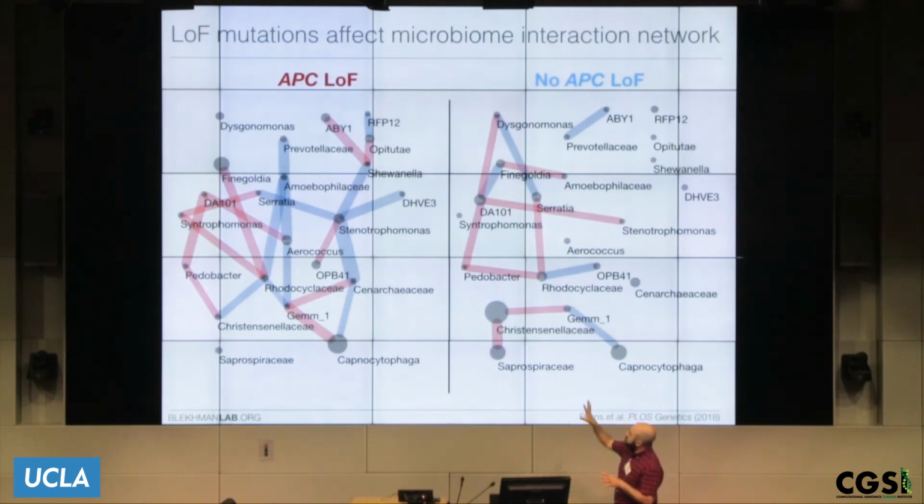What you can see here is, on the left-hand side, the network for tumors that have an APC loss of function mutation versus all the other tumors on the right-hand side. The nodes are in exactly the same positions, but the links are the correlations we found based on the mutations in the APC in those tumors. So an APC mutation causes a very big change in the microbiome and in the correlation between the individual microbes. You see Christensenellaceae is higher in abundance in the tumors that don't have an APC loss of function mutation.